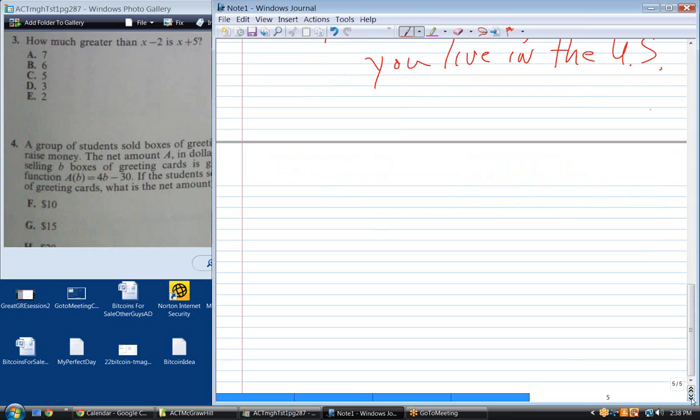How much greater than x minus 2 is x plus 5? I don't remember how to do this. Well, if I say to you, how much greater than 3 is 7? 4. Okay, and what did you do? You subtracted 7 minus 3. Yeah.